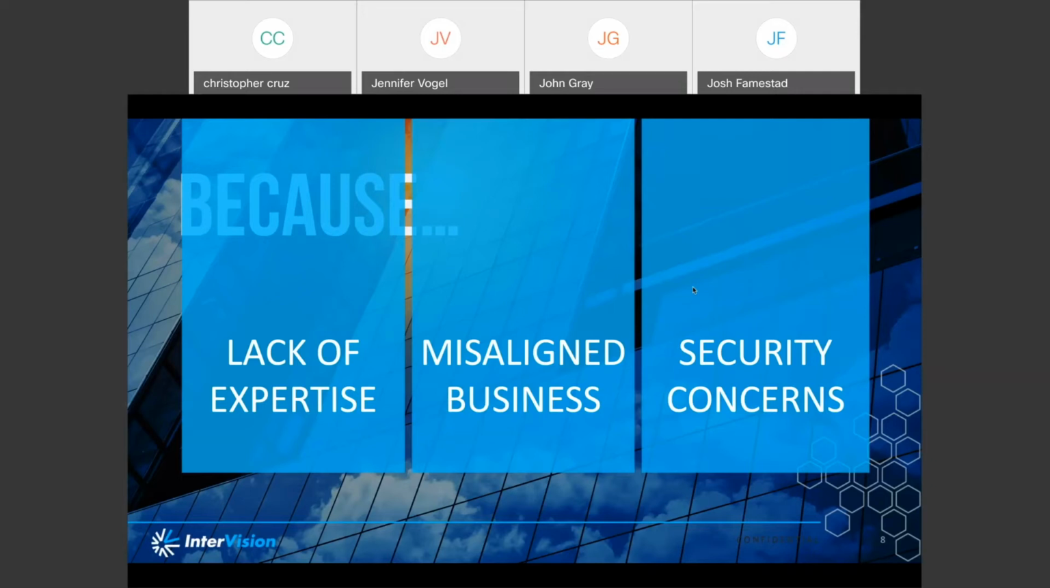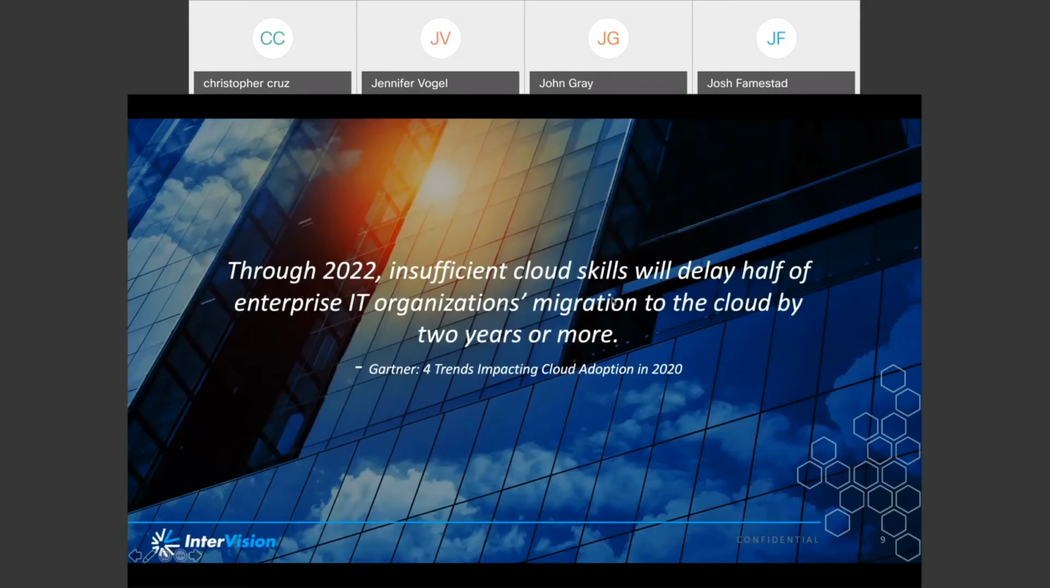Thank you. So as I was saying, we look for standards here or information from organizations like Gartner. So what they're saying here is, if you're undertaking a cloud migration project right now, you've got a 50% chance of being delayed by 2 or more years because of insufficient cloud skills. Half of the organizations are experiencing this. So that really backs what we're saying here around skill sets.